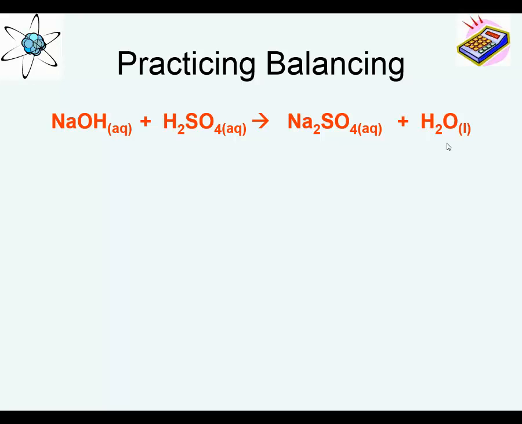Now remember when I said if you had groups of atoms on both sides of your reaction arrow, you often will want to balance with those groups of atoms to make your life simpler? Well, here we have sulfate anions on the reactant side and sulfate anions on the product side.